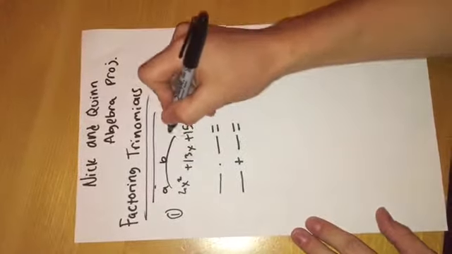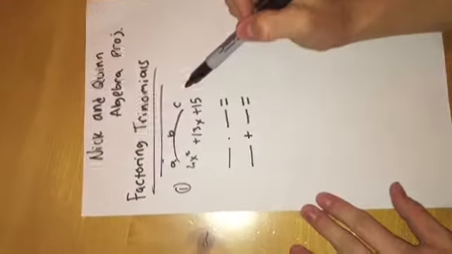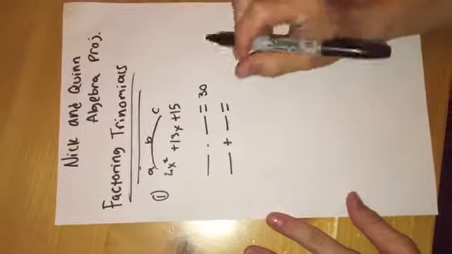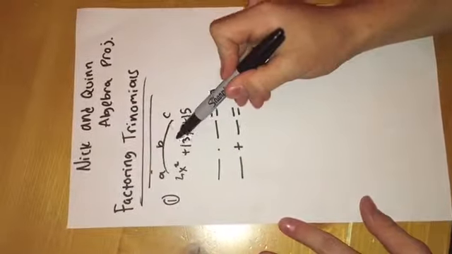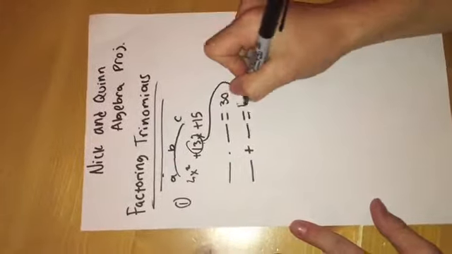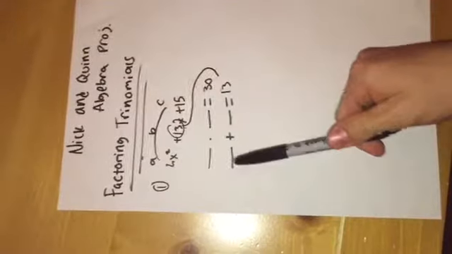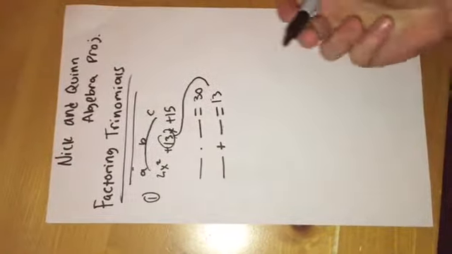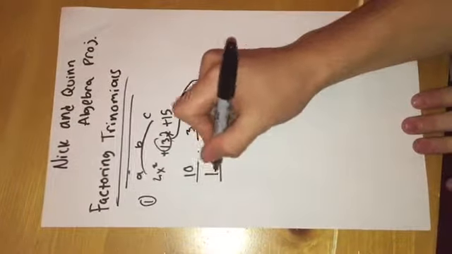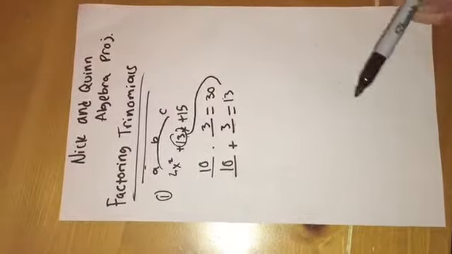So we got a, b, and c here. And you're going to multiply a and c first. Put that there. And you're going to take b and bring it down here. So your factors will multiply to get 30 and add to get 13. And of course those would be 10 and 3. 10 times 3 is 30 and 10 plus 3 is 13.